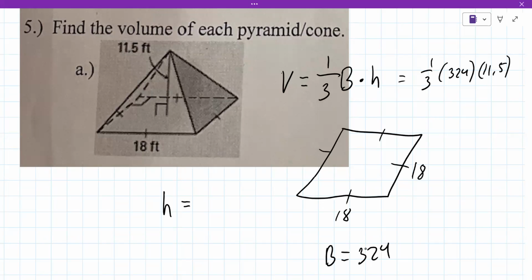$3,726. Try again. 1,242. Okay, and what are the units of volume? Feet cubed. All right, really good.